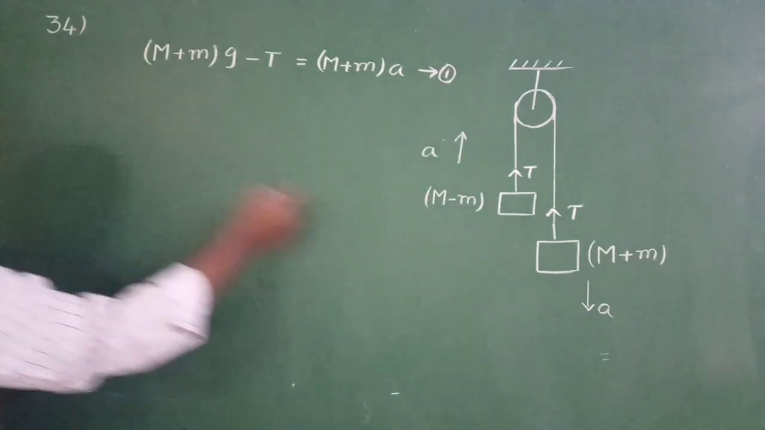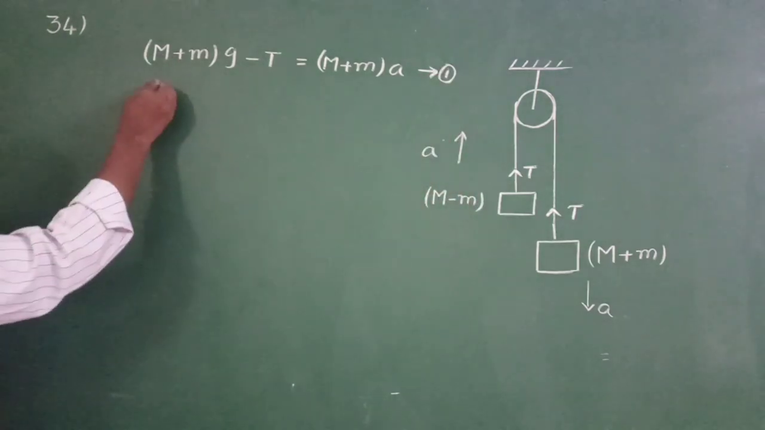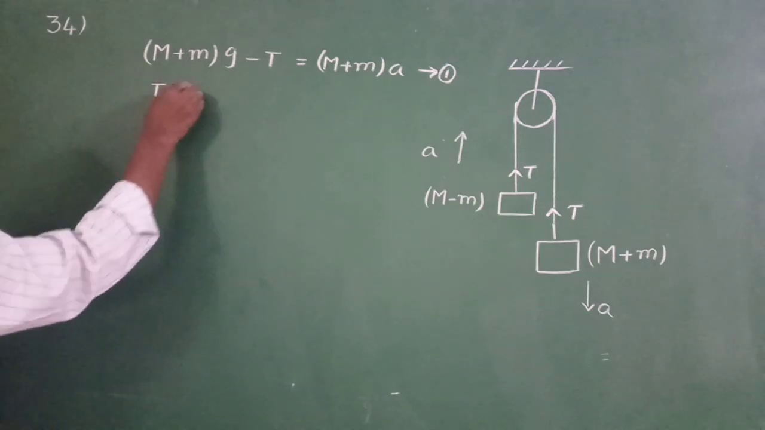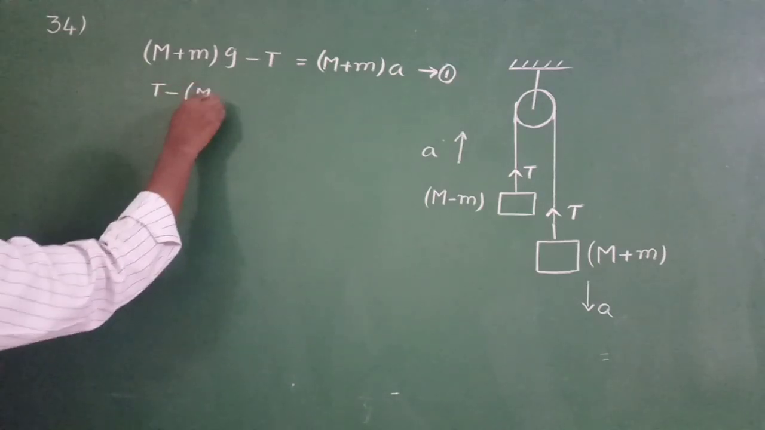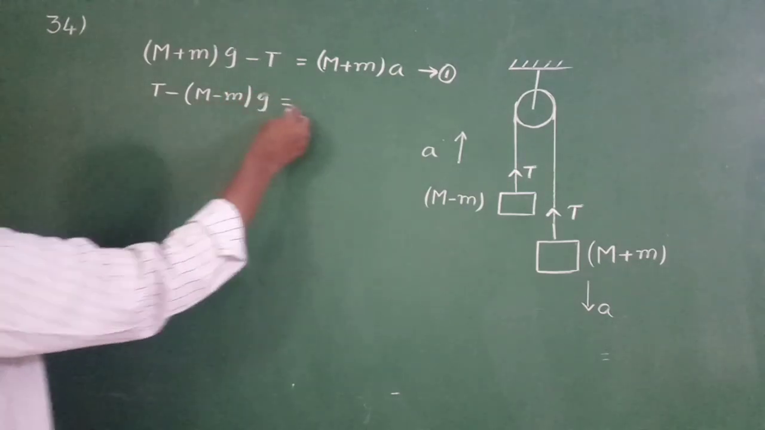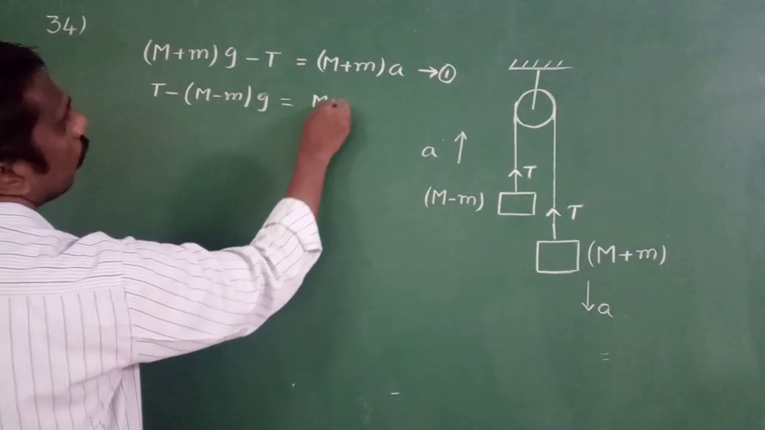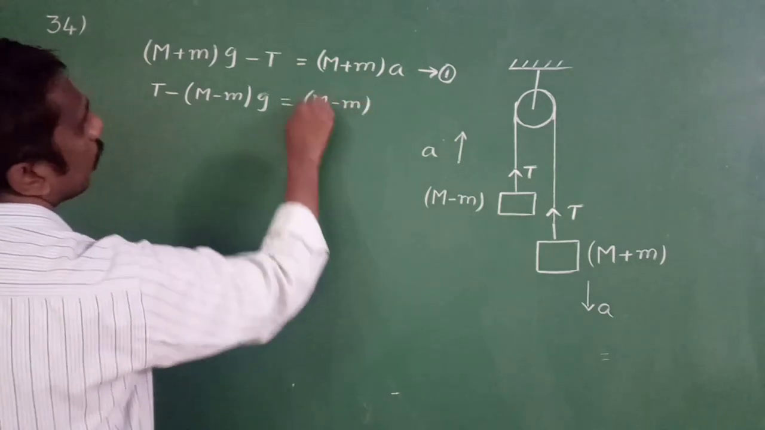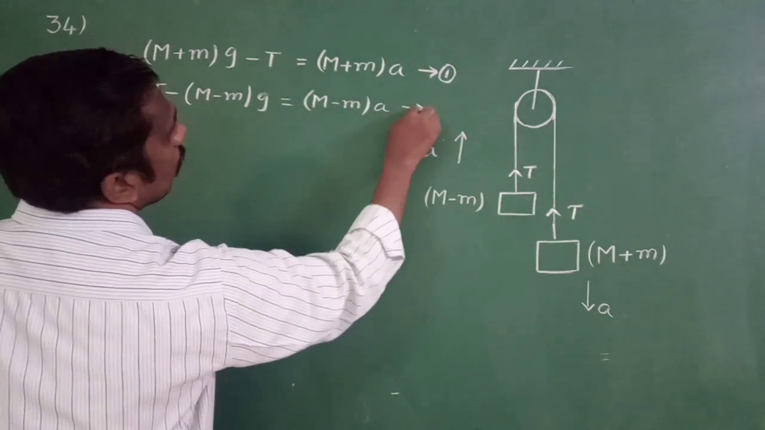Come to this block. It is going upward, that means tension is greater than its weight. T minus its weight (M minus m) into g is equal to the net force, which is mass into acceleration a. Say this is equation 2.